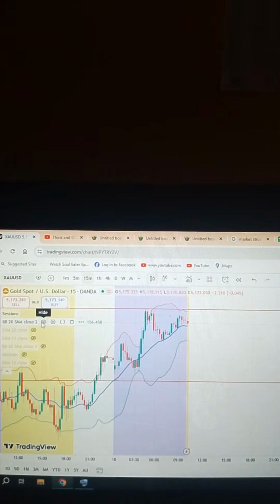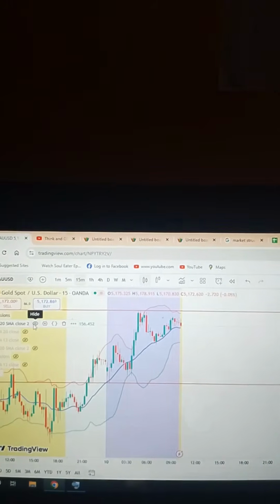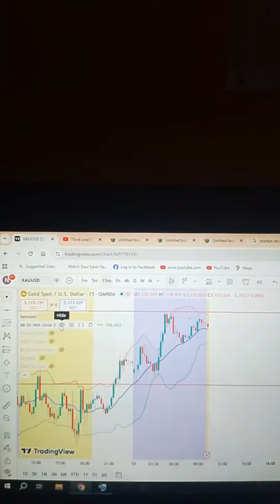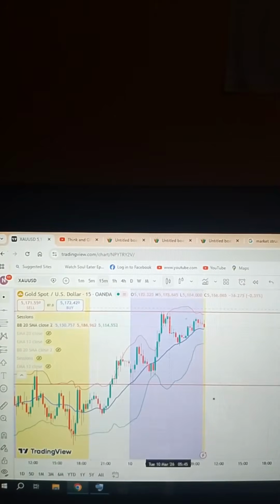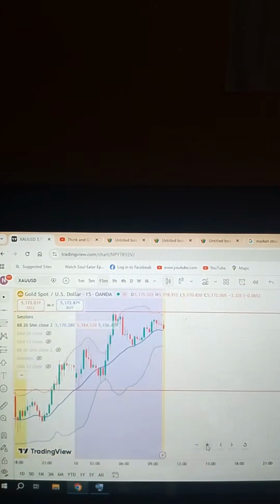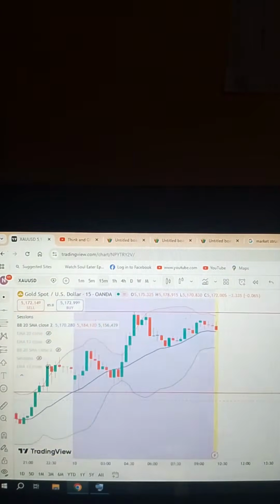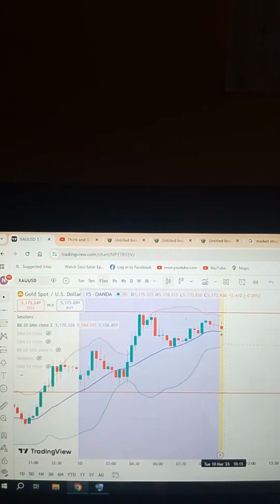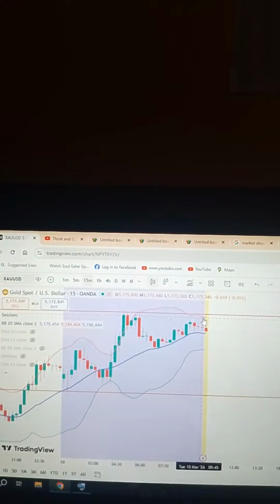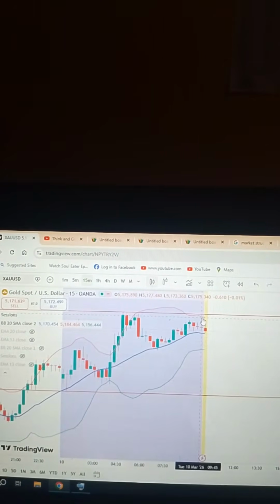So what am I waiting for right now here? On my screen here, I am waiting for the market to touch my upper band. That's my area of interest. I need to wait for the market to touch my upper band so that I can consider a selling market.